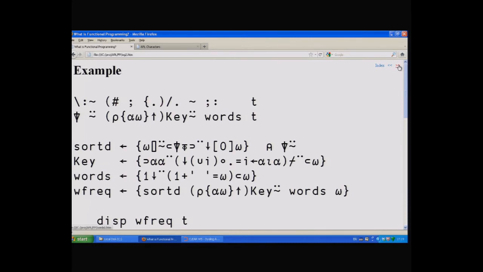Now you can't just replace grade down with grade down commute or duplicate, because grade down has a dyadic meaning, which is not very convenient. So you have to do this more complicated thing. But it's basically sorting down an enclosed array. And then the key operator can be simply defined.